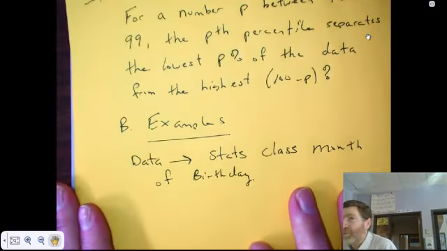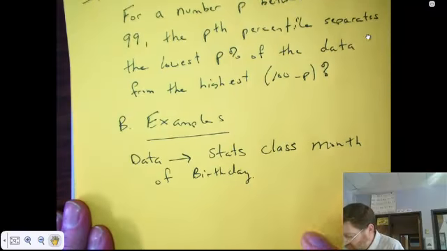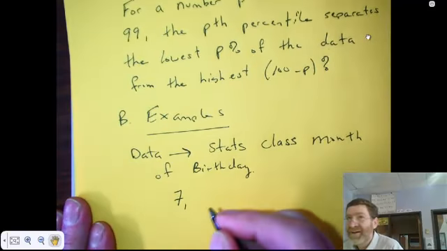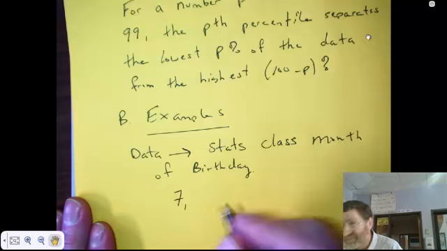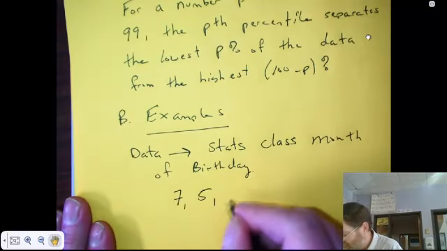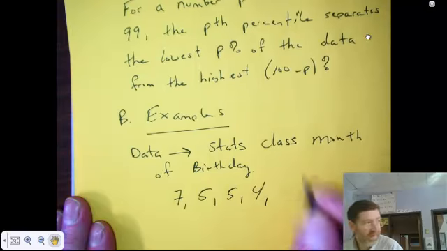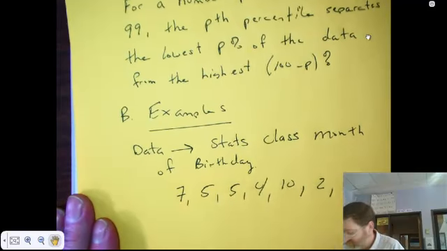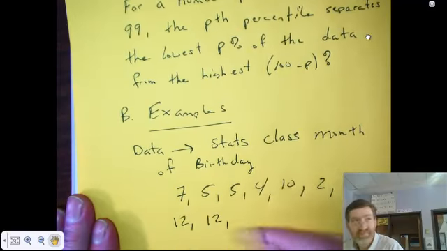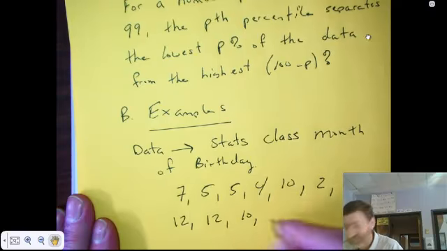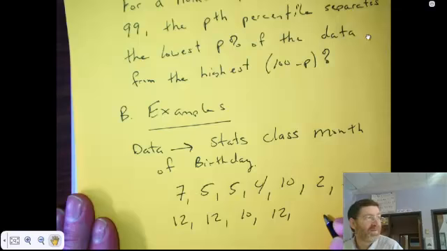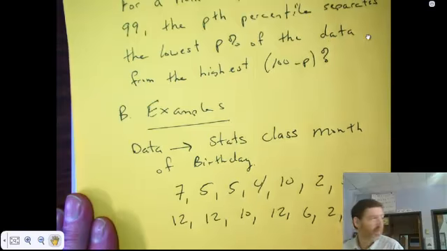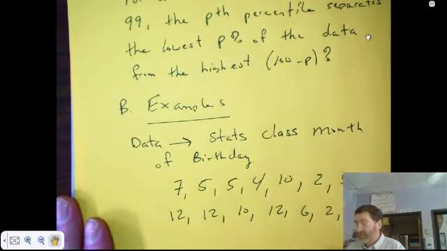Okay, so what I need is I'm just going to go around the room and you tell me what month your birthday is in. Sydney, give me a number, please. I want a number. Mackenzie. 10. 2. 5. 12. Elizabeth. 6. 2. 10. Okay.